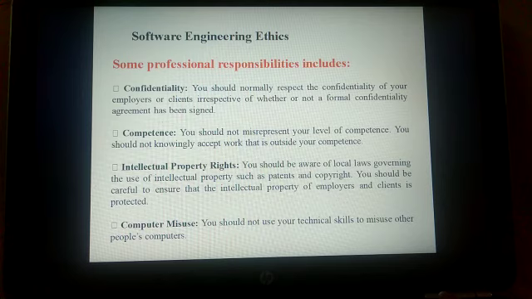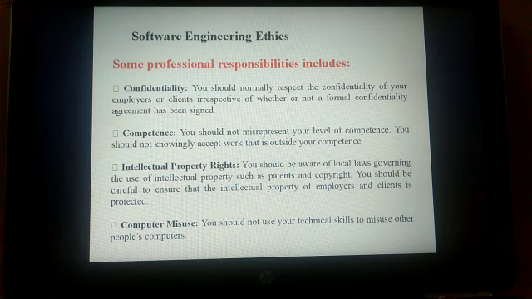Some of the notions of professional responsibility are confidentiality, competence, intellectual property rights, and computer misuse. We should respect the confidentiality of employers or clients, whether or not a formal confidentiality agreement has been made by the company.